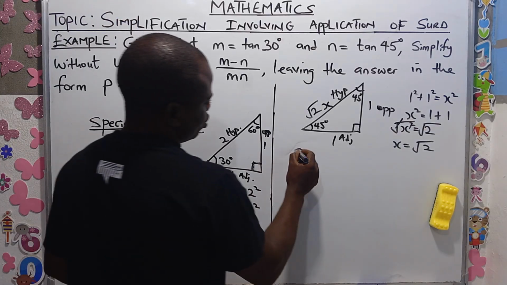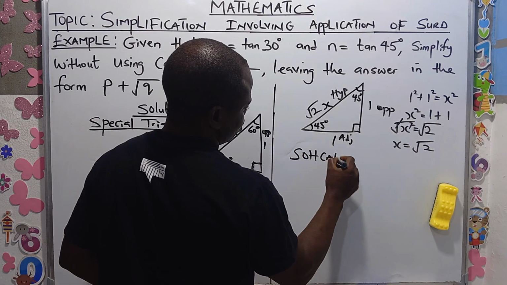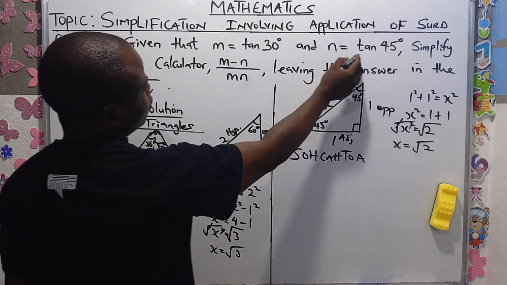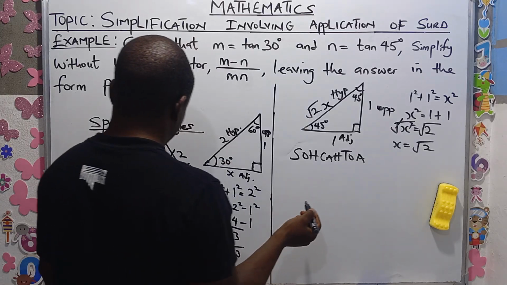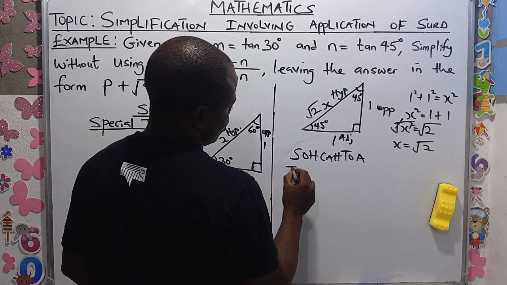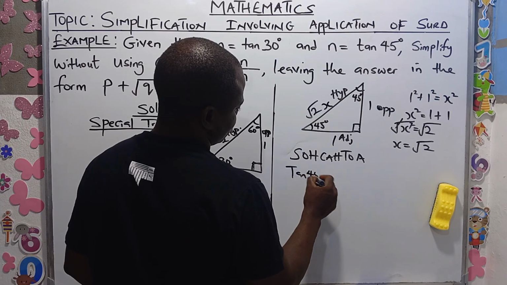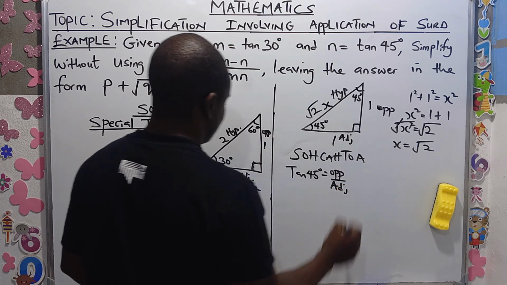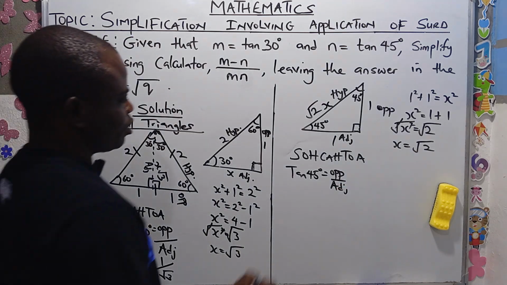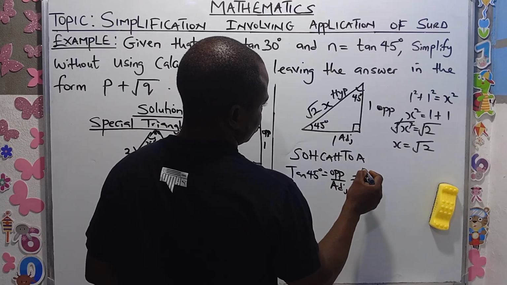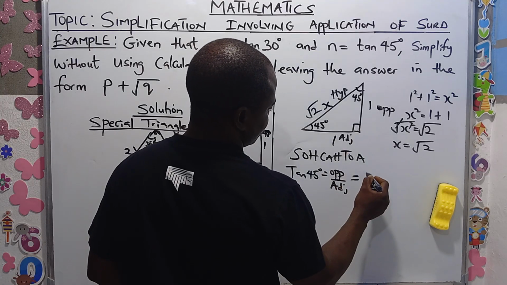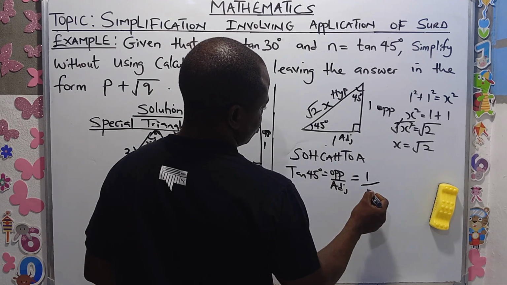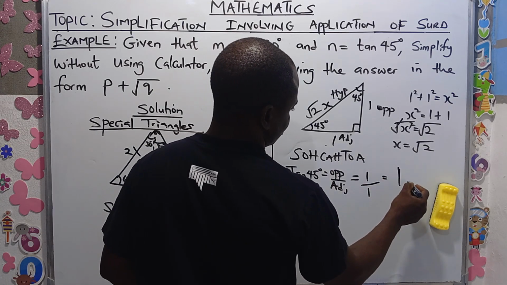Now we still follow SOHCAHTOA. Yes, we need tan 45 degrees. Tan 45 degrees equals opposite over adjacent, TOA. What's the opposite? The opposite is 1, over the adjacent, which is 1. 1 over 1 is 1.